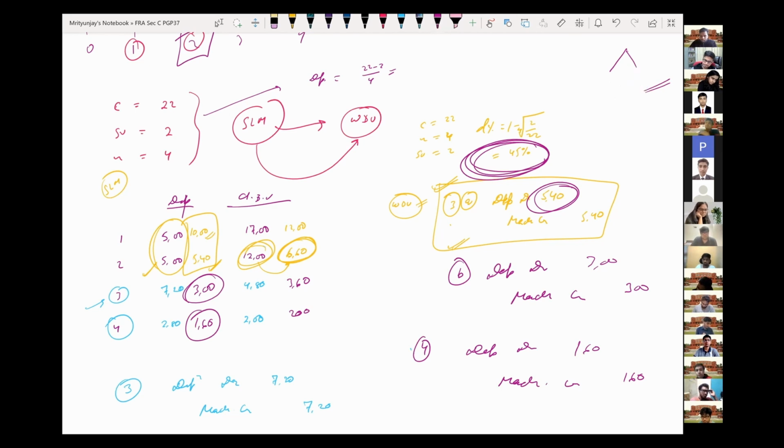Any questions? So sir, right now we did from SLM to WDV, so we had to catch up to the depreciation. What if it was the other way around? I mean, if we don't have to catch up, then we'll increase the value of machinery again? Yes, that's what we will do.